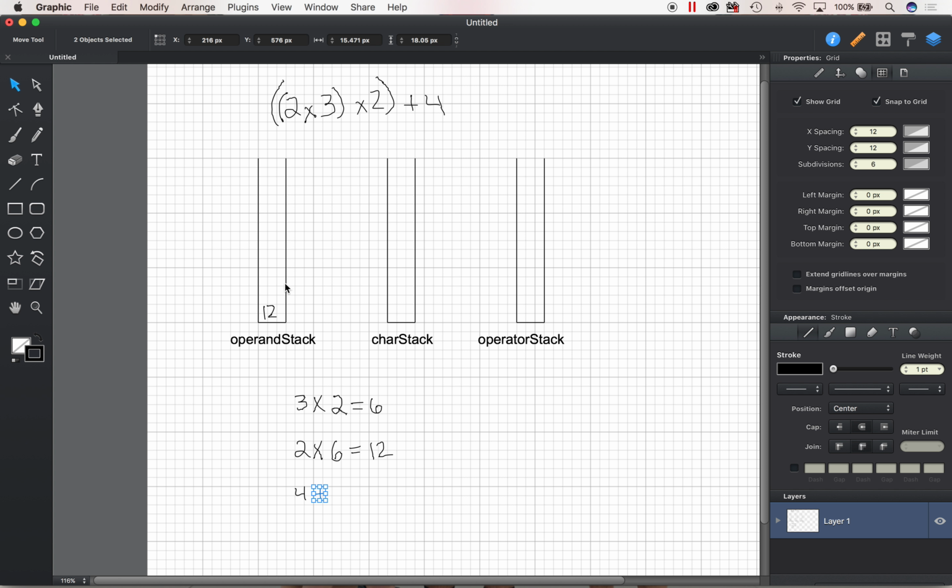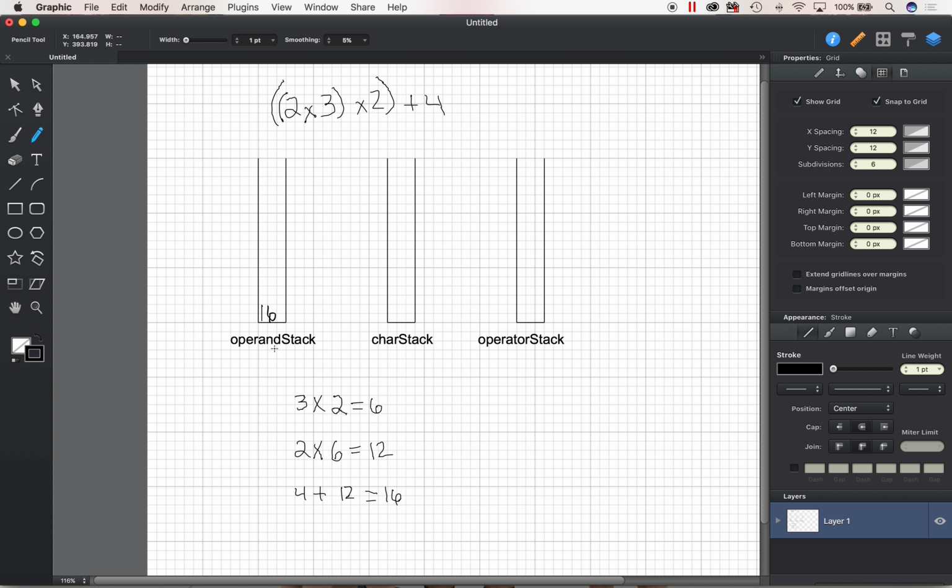And then finally, we're going to pop the operand stack. Now, I figure out what this is. 4 plus 12 is equal to 16. I take that 16 and I push it onto the operand stack. And now I have the answer. So once I've done this mathematical operation, I can then say cout in C++, say for example. I can cout or output what the answer is in the stack.